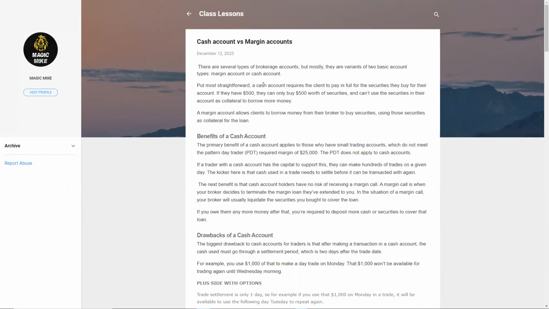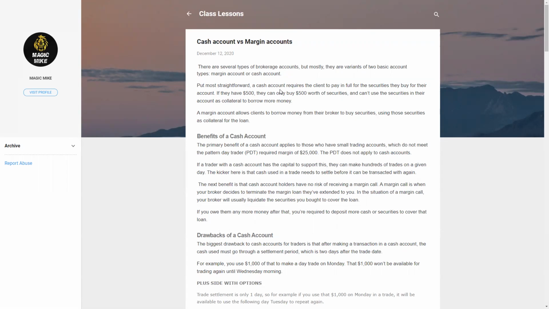But most straightforward, a cash account. Okay, this is the one that you're going to want to choose when it comes to day trading with less than 25,000 in your account. Okay, don't be choosing the margin account unless you've got over 25K in your account. But if you've got less than $25,000, you're going to have to choose that cash account because it doesn't have the regulations.